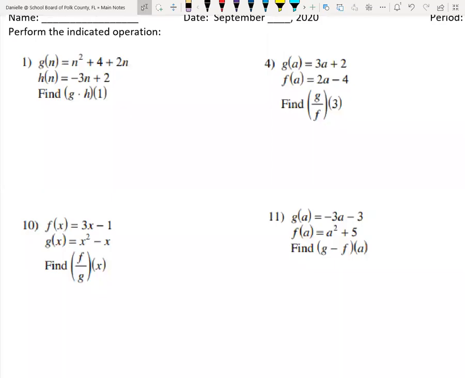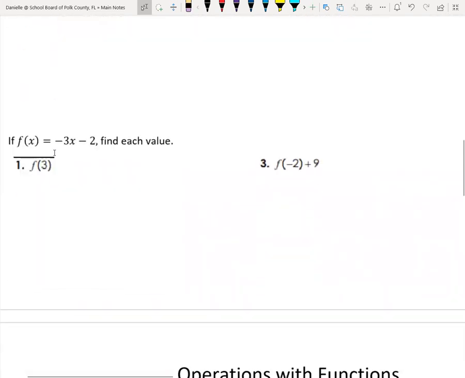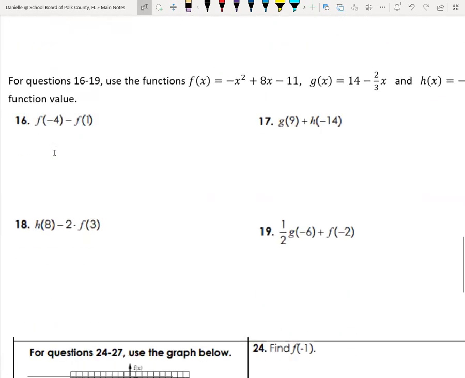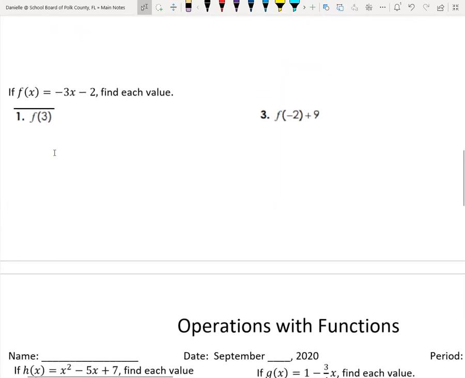All right, ladies and gentlemen, we're going to keep going with combination of functions, math operations, things like that. We're going to start off with, and these are all problems that you got for homework, these two.